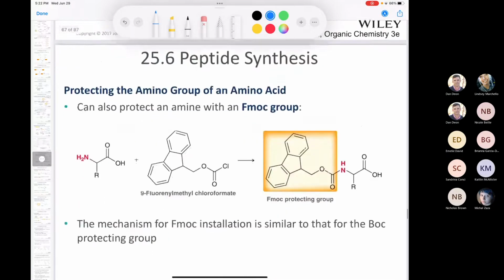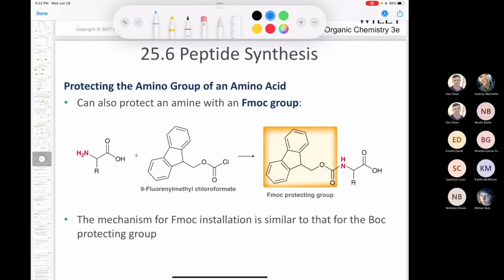Now, you can imagine that making peptides is big business, and so there are many ways to protect an amino group besides a BOC. There's a whole host of different protecting groups out there that organic chemists need to know. After the BOC, the second most common amino protecting group is called an FMOC, which is made from this interesting compound here. This is called 9-fluorenylmethyl chloroformate. You don't have to have the structure memorized. I would just know that the acronym we use is FMOC-Cl.